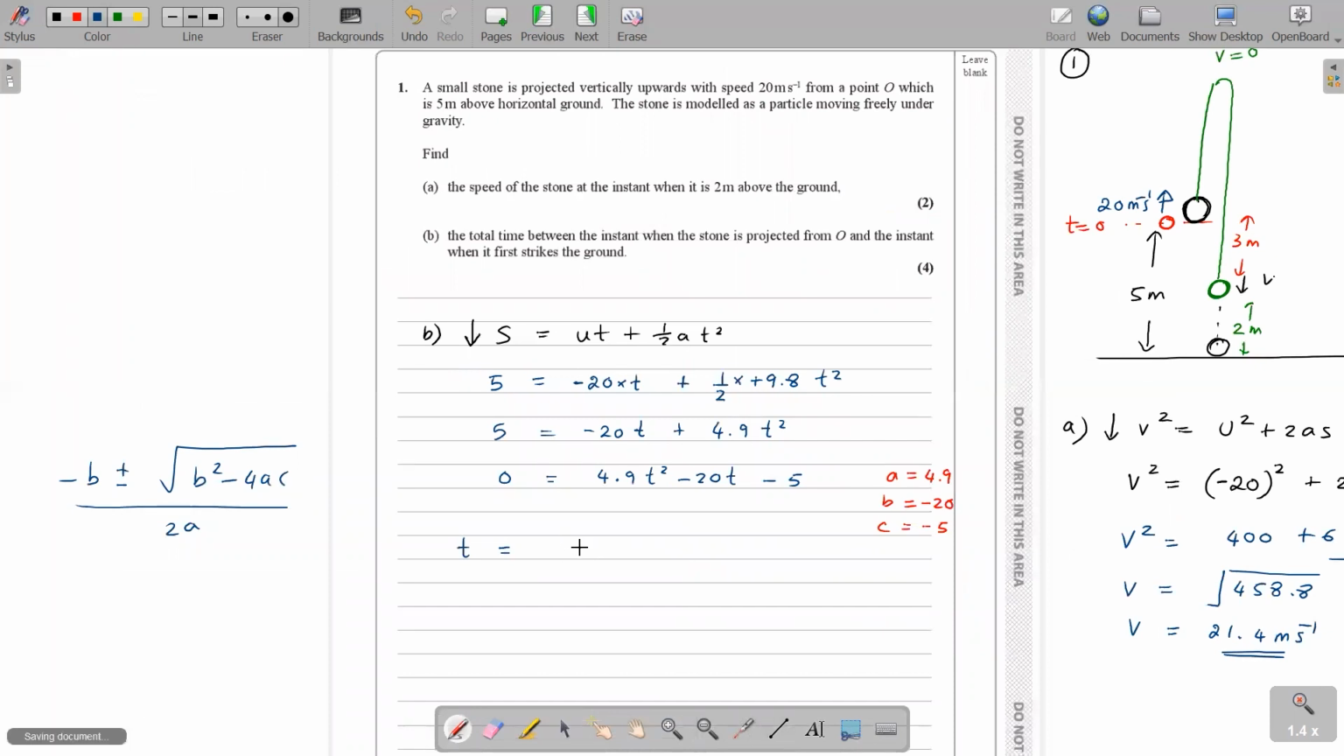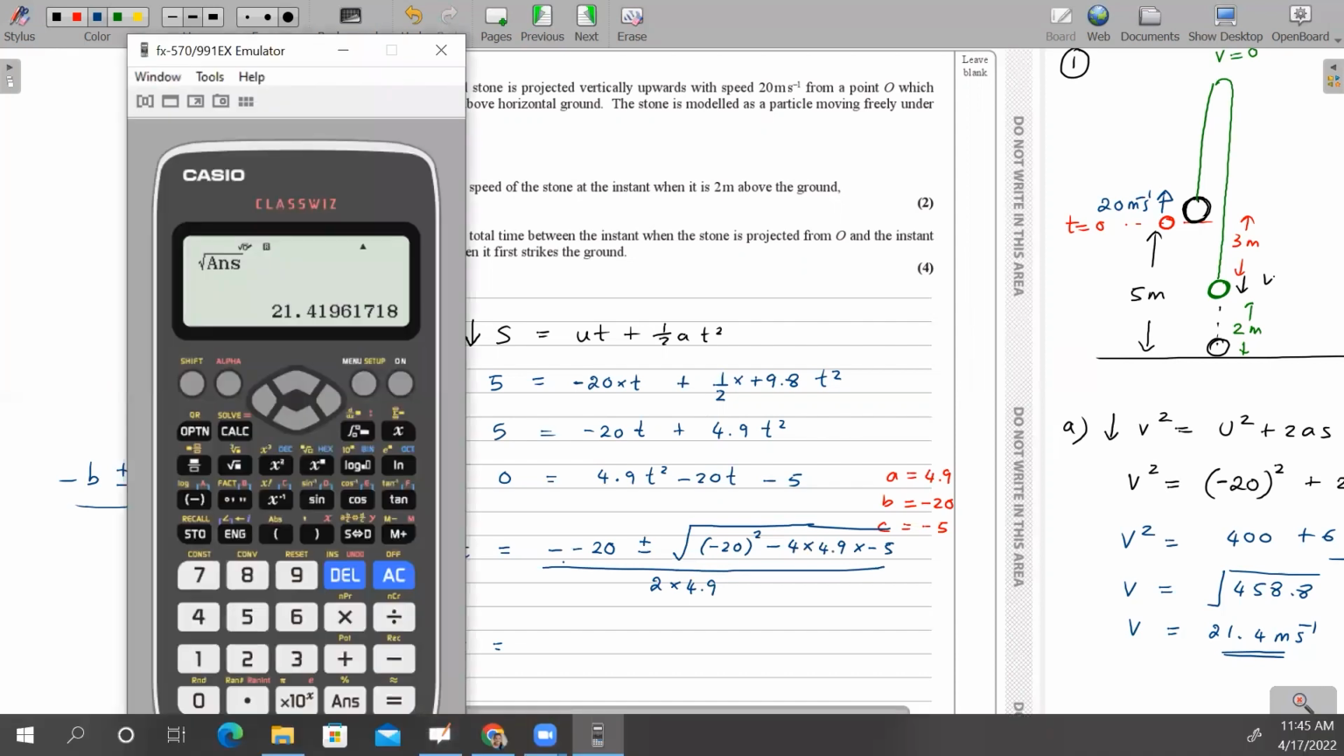t equals minus b, so minus minus 20, plus or minus square root of b squared, minus 20 squared, minus 4 into a, which is 4.9, into c, which is minus 5, divided by 2 times a, which is 4.9. Can I have the two t values? Give me the answers. Just need to show it, right? And then you could, yeah, we could even go with this.